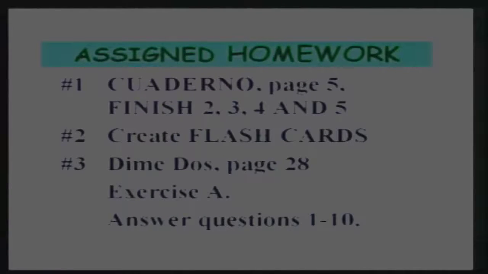Facilitator, would you please collect the homework number 1 and number 3? Check to see students did the flashcards, but don't collect these, please. These should help the students study and review their vocabulary.